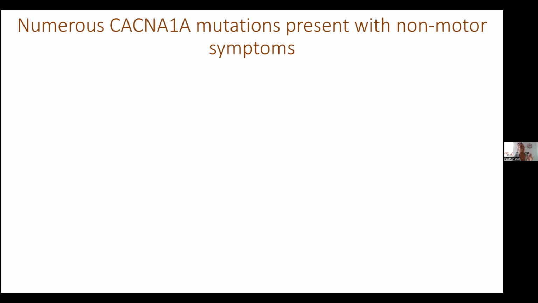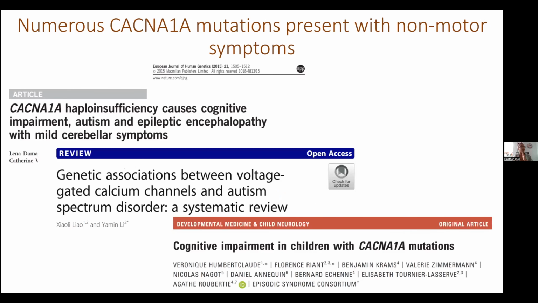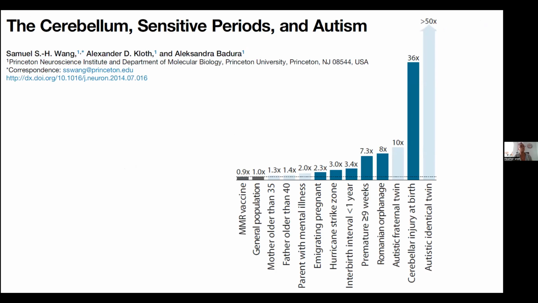So with just the next couple of minutes, something that I'm really interested in is that a lot of these CACNA1A mutations actually present with non-motor symptoms. So they have autism, they have intellectual disabilities, a lot of them have encephalopathies, and no one really understands the mechanism behind it. And what's also really interesting is the cerebellum has been highly implicated in autism, only second to having an autistic identical twin. And so I'm really interested in taking these CACNA1A models and mutations and really using them to understand what is the cerebellar contribution to autism, and specifically what is the CACNA1A contribution to autism.